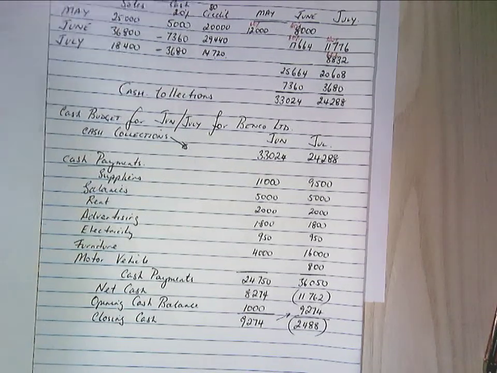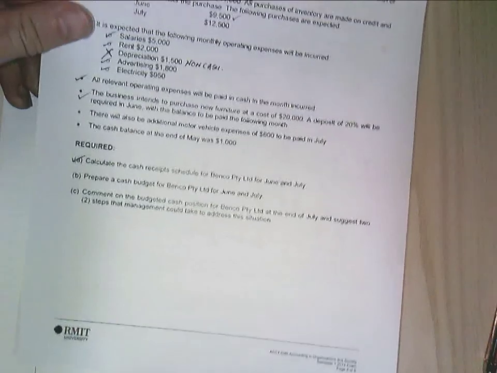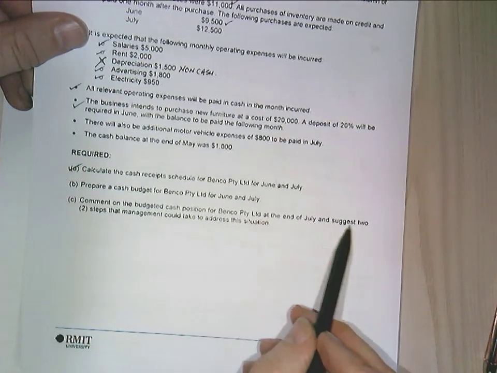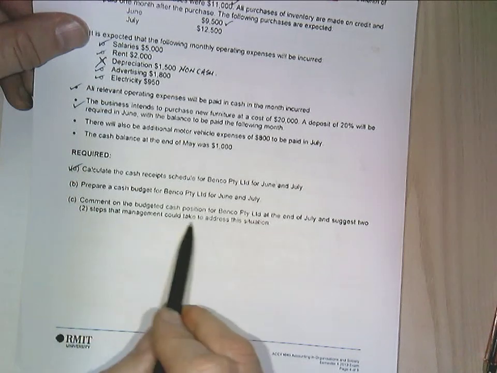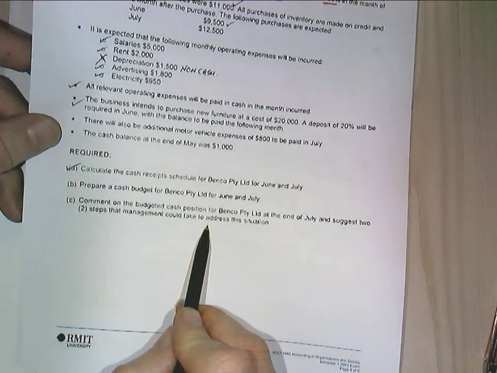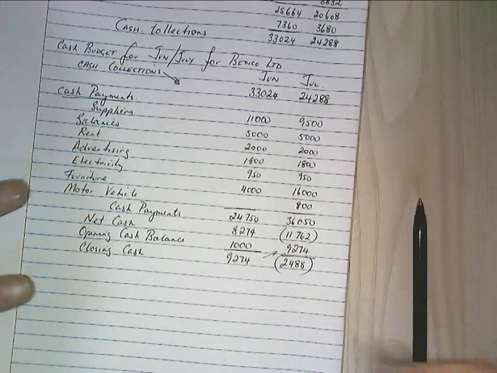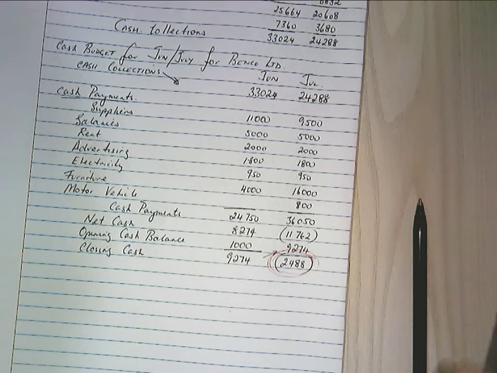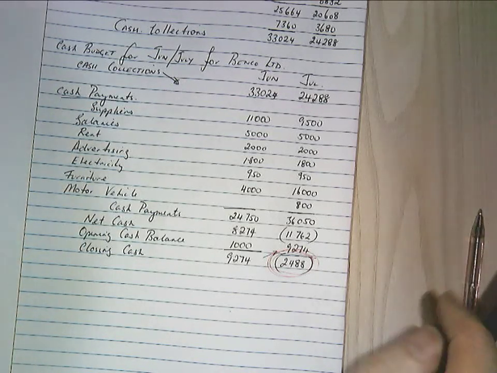Now that's not quite finished, because I noticed there's another question down here. It says comment on the budgeted cash position for Benco at the end of July and suggest 2 steps that management could take to address this situation. So I've got a situation. My situation is I have a negative cash flow. I've spent more money than I've earned. So what can we do about that?